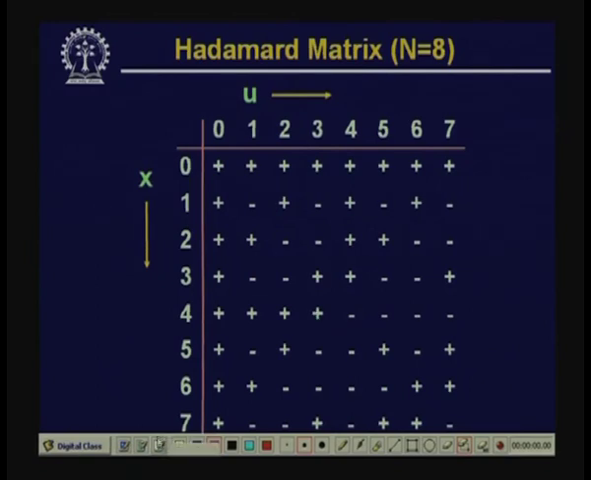So, to have that recursive relation, let us first have a Hadamard matrix of the lowest order, that is for value of n equal to 2. And for this lowest order, we have a Hadamard matrix H 2, which is nothing but 1, 1, 1, minus 1.